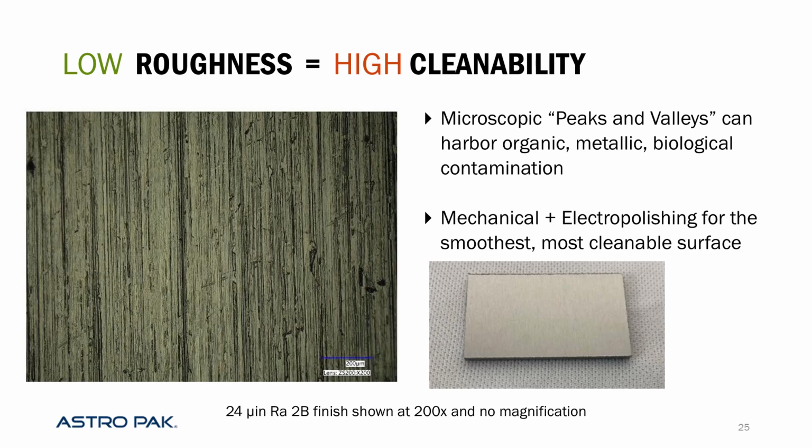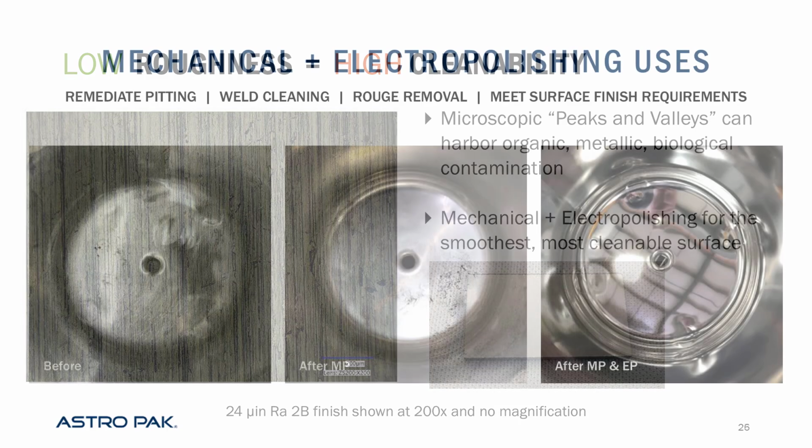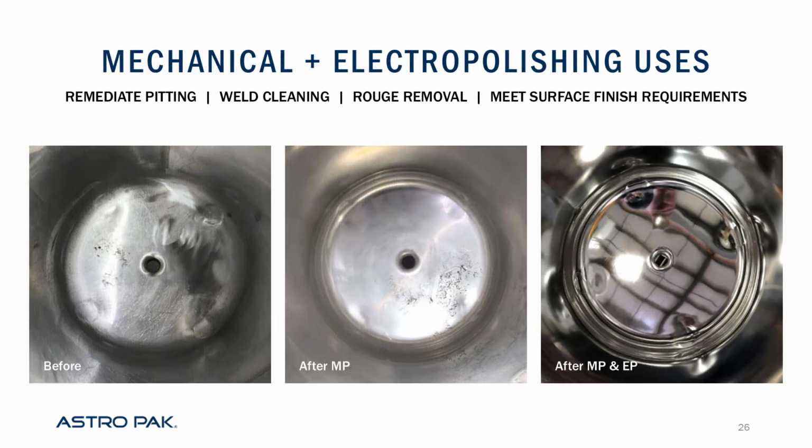The smoothest, most cleanable surface is with the mechanical electropolishing combination. Here are some finishes showing as received, after mechanical polish, and then electropolish gives you that clean, featureless, mirror-like finish. We can remediate pitting with mechanical polishing, clean up welds with EP or mechanical, both of them as well, remove excessive amounts of rouge, and then of course, we want to polish to meet the surface finish requirement.